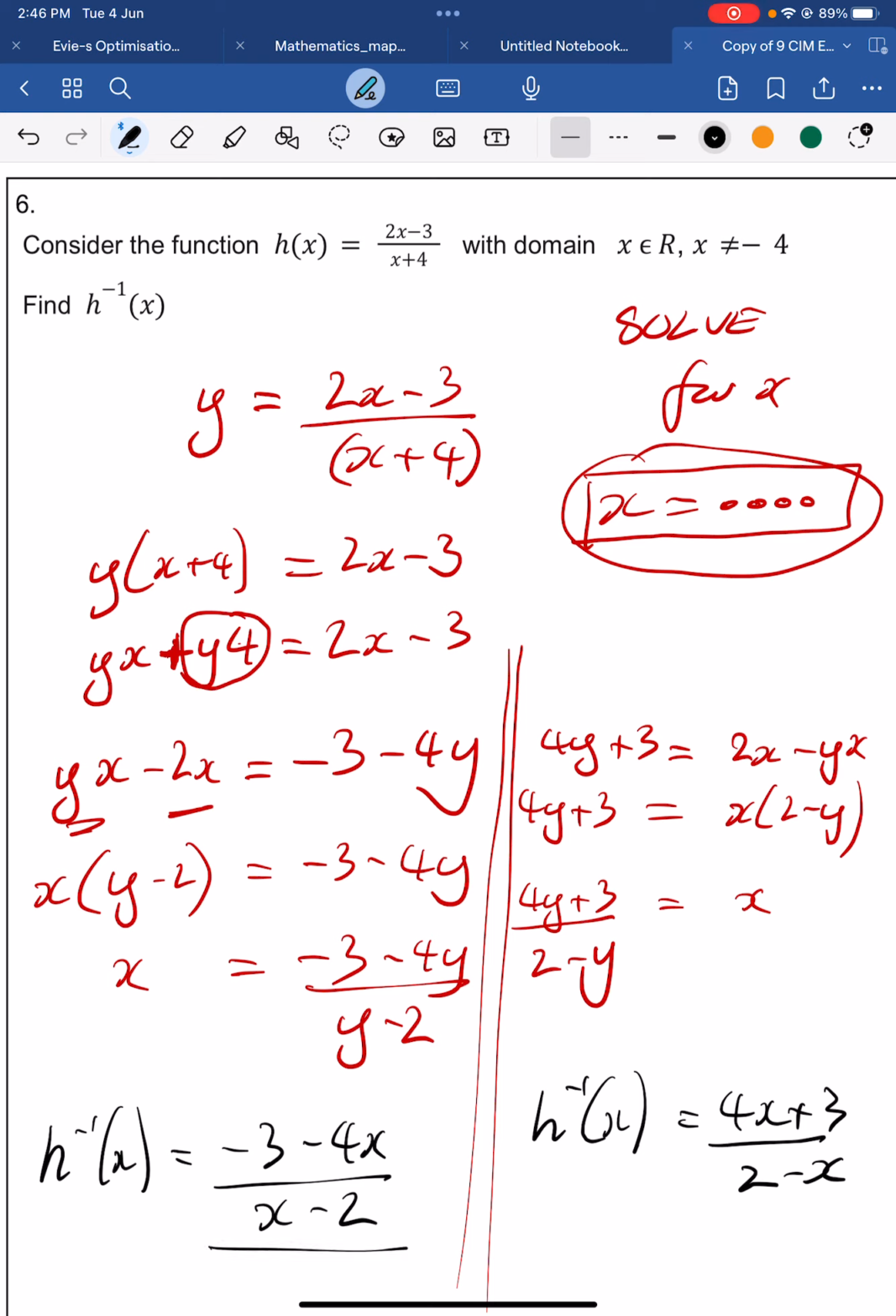And they're actually equivalent to each other, and the key thing is, what if you decided to multiply both top and bottom by negative 1? Can you see? If you times top and bottom by negative 1, you keep the fraction equivalent, the same, but you just change the look of it. So both of those answers are perfectly correct.